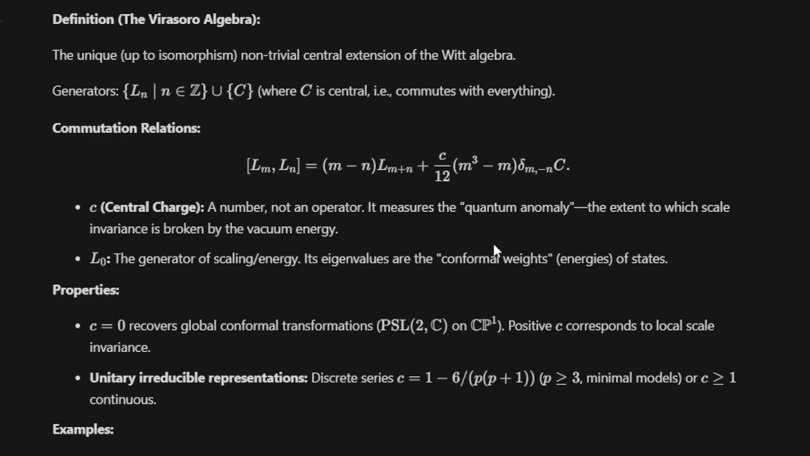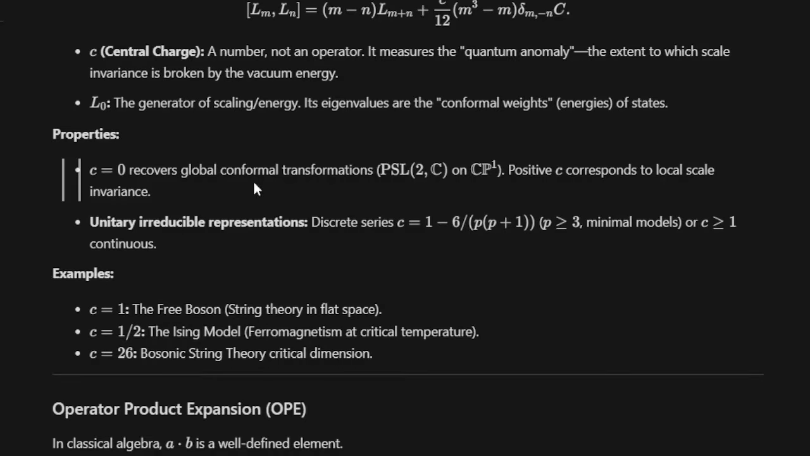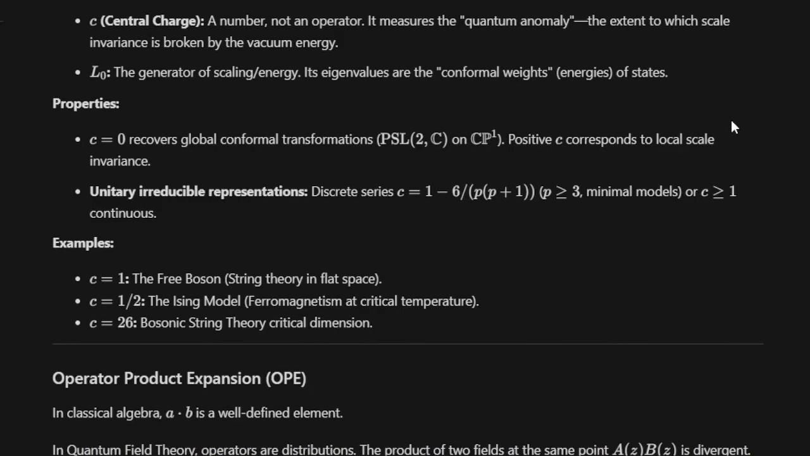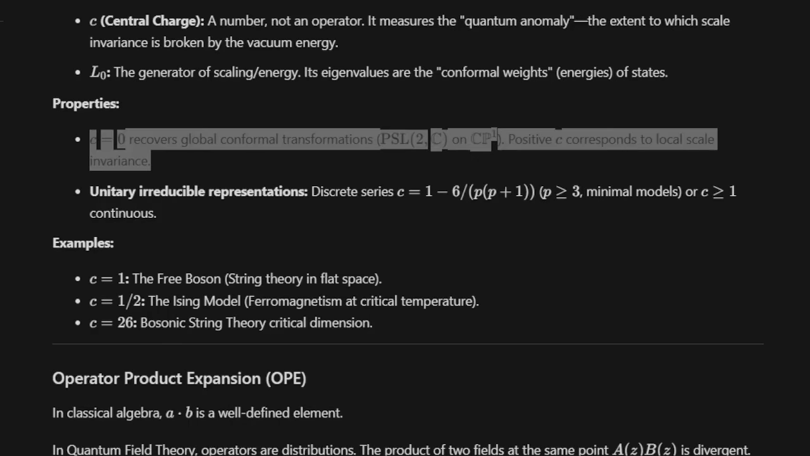And so what this allows us to do is recover global transformations, okay, on the complex projective line. And positive C corresponds to local scale invariance, okay? And you can think about central charge, again, not really as an operator, but it just tells us how much the scale invariance is broken. So if C is equal to 1, then you'll have something called a free boson, all right?